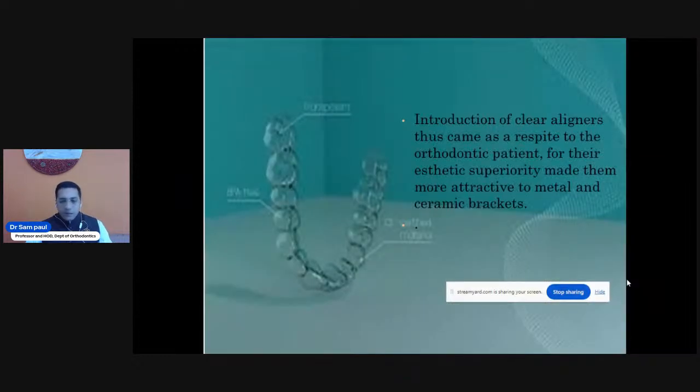So introduction to clear aligner thus came as a respite to the orthodontic patient for their aesthetic superiority, making them more attractive than metal and ceramic brackets. Aesthetics, that is one major concern about the fixed orthodontic treatment. These clear aligners are active, clear plastic trays fitting snugly onto your teeth, each worn for around 2 weeks on average, and it should be changed subsequently to accomplish the incorporated tooth movements.